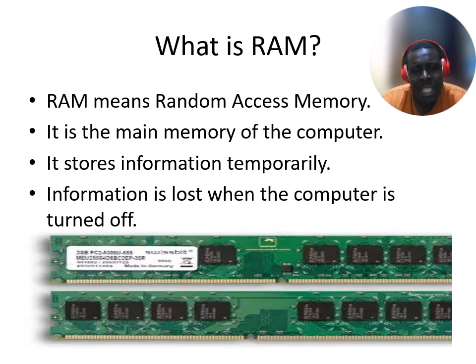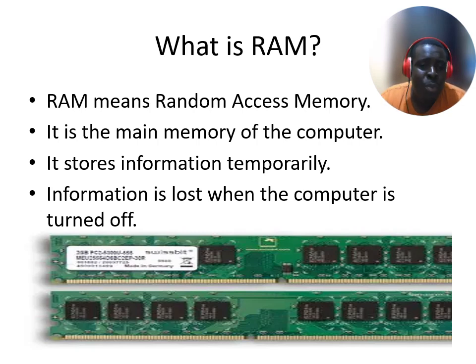It also means that information is lost when the computer is turned off. Because it's a temporary memory, when the computer is shut down or turned off, all the information on the RAM is lost. You can't retrieve it or access it any longer so far as the computer is turned off. But if the computer is on, then the RAM will surely keep on working.